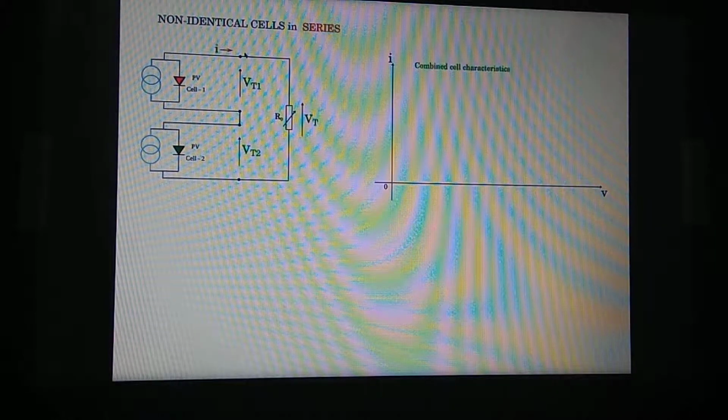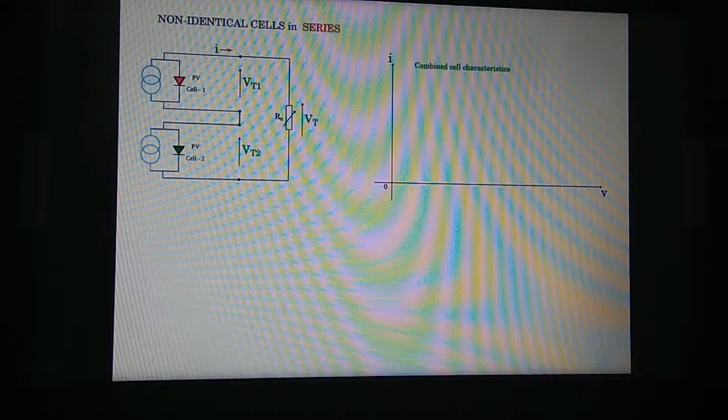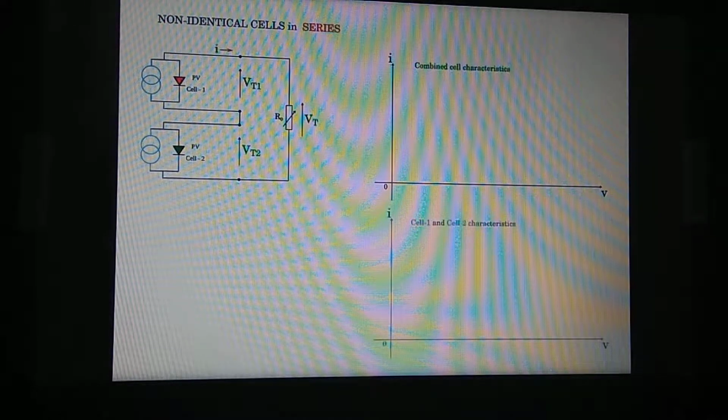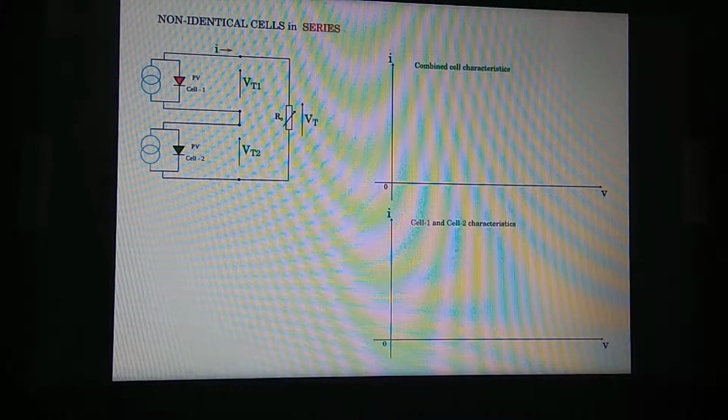So let us have alongside the V versus I graph, still unpopulated, just the X and the Y axis. Let us have also another I and V axis, and this is for having the IV characteristics of cell 1 and cell 2 and how they play a role in the development of the IV characteristics of the combined cell.